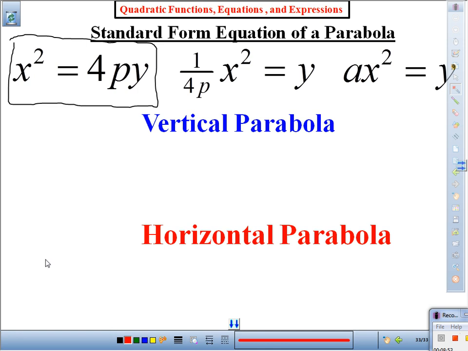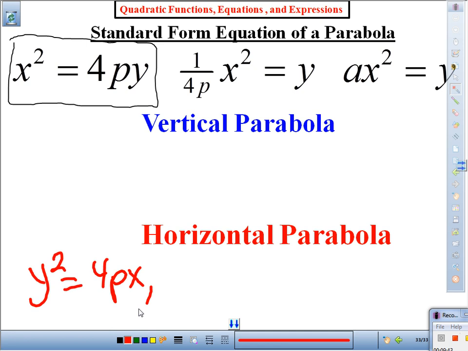Okay, how about Danica? What would be our horizontal parabola equation? If this one's for the vertical, then our horizontal should be... Help her out, Roman. Will the x and the y switch? Very good. So what would be our equation? Roman for Presidente. Copy that, please.